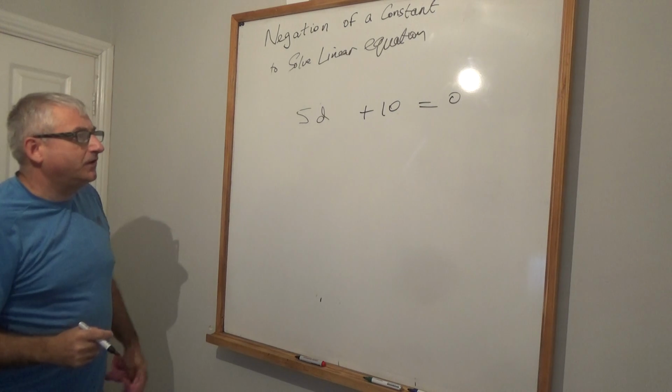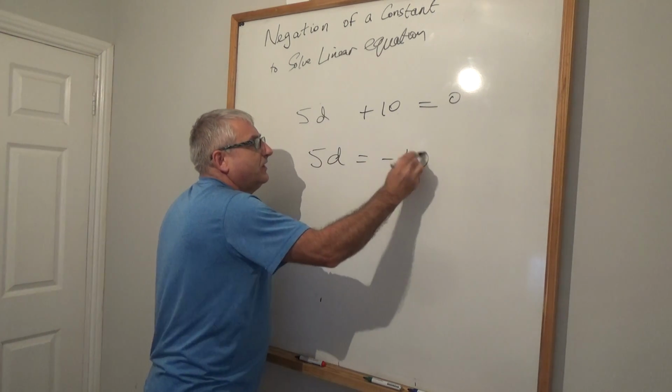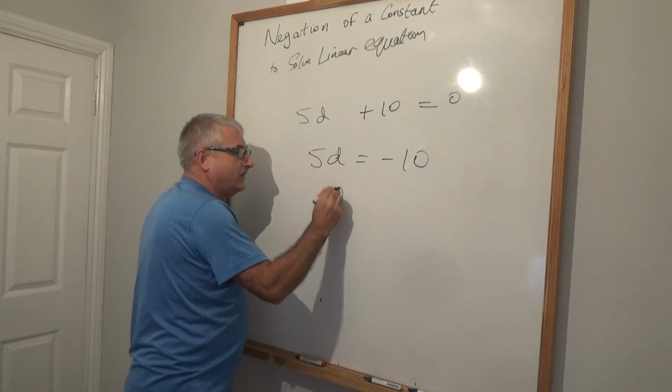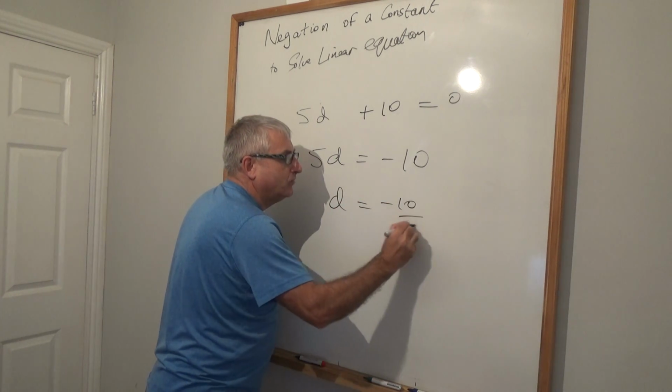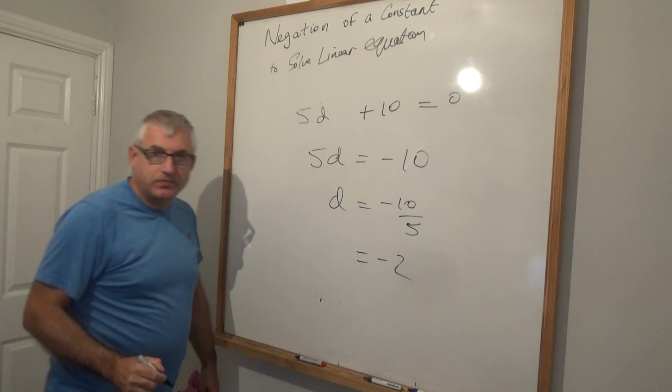So 5d plus 10 equals 0. Negate the 10. 5d equals negative 10. Reciprocate the 5. d equals negative 10 over 5. Calculate, negative 2. That's d.